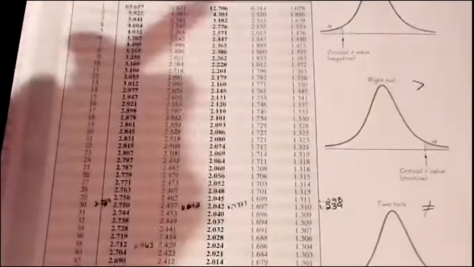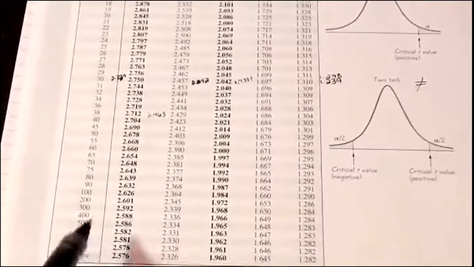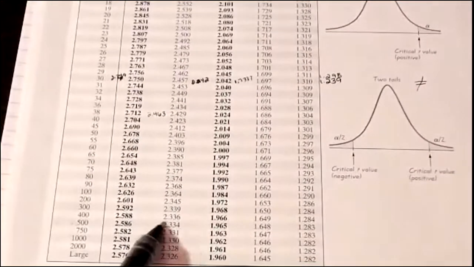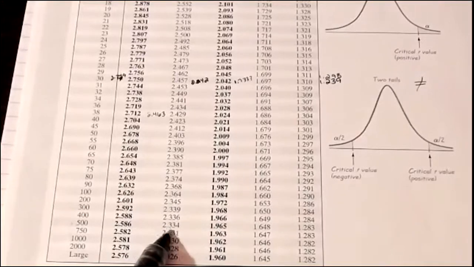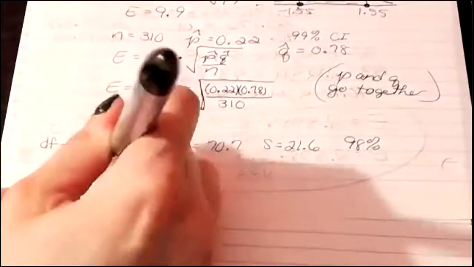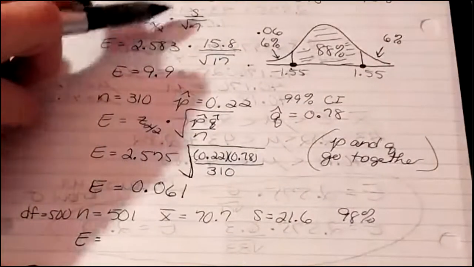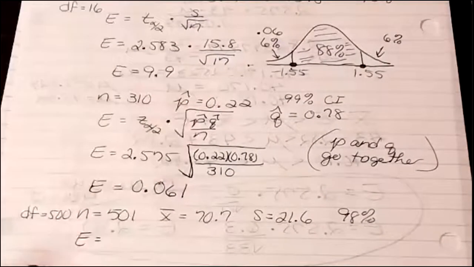So our confidence level is 98%. We want to go all the way down to where we see degrees of freedom 500. That gives us a T critical value of 2.334. So we're going to replace T in our formula. So E is equal to, our formula is right above, T critical value multiplied by the standard deviation divided by the square root of n.